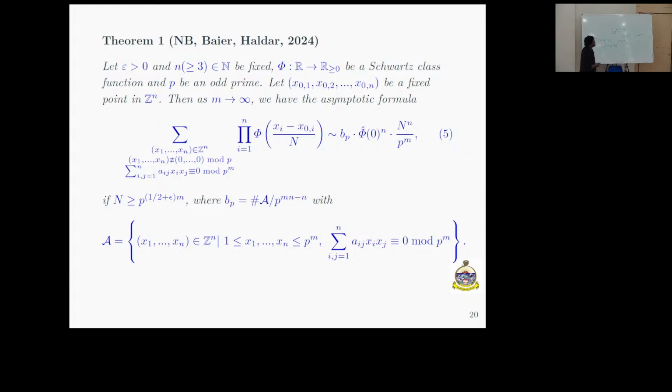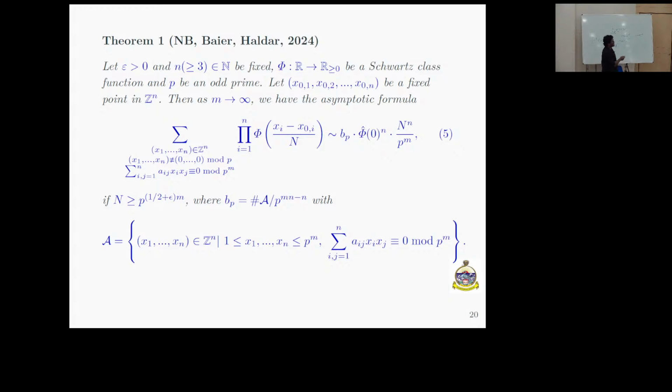Okay. So then as m tends to infinity, we have this asymptotic formula. If you take all those n-tuples in Z^n such that these are not congruent to 0 element modulo p, then if you count all the solutions of this quadratic congruence, weighted by this product of the Schwartz function at (xi minus x0) over p^m, this is asymptotic to some number. Asymptotic to means we are giving the leading term. So in rough language, this is the leading term, right?